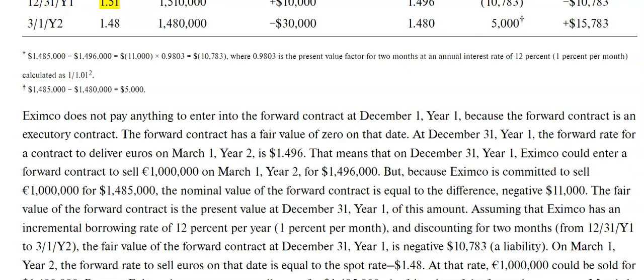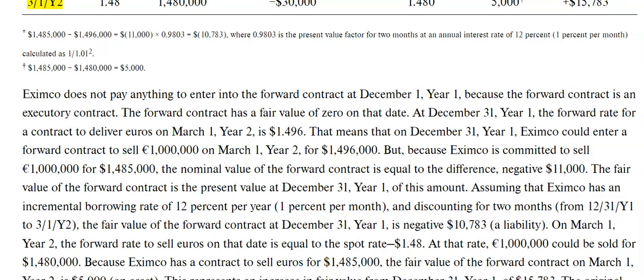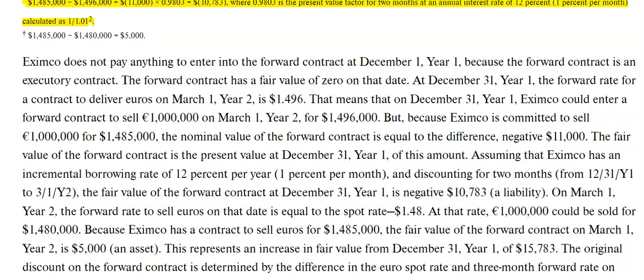12/31/Y1. 1.51. 1,510,000. Plus $10,000. 1.496. 10,783, asterisk. $10,783. 3/1/Y2. 1.48. 1,480,000. $30,000. 1.480. 5,000. Plus $15,783. Asterisk $1,485,000.